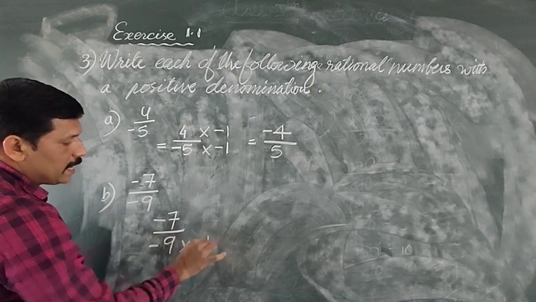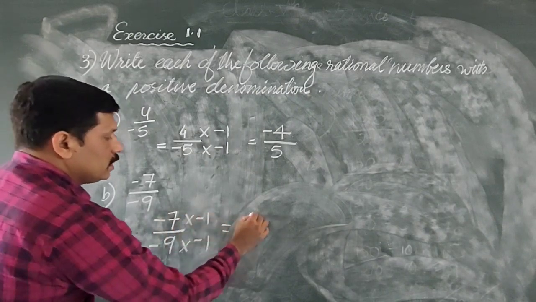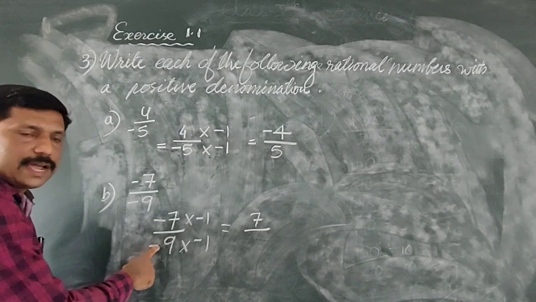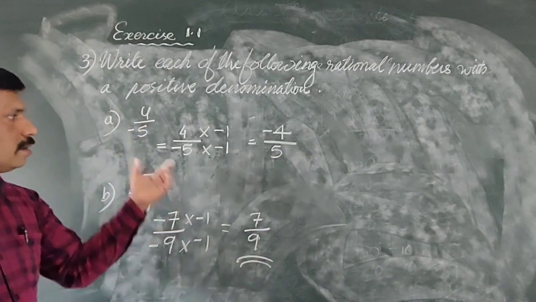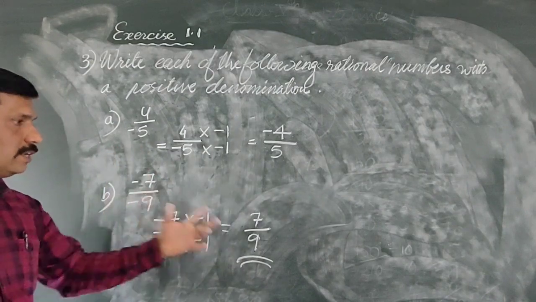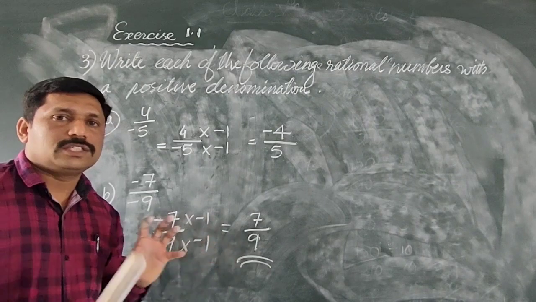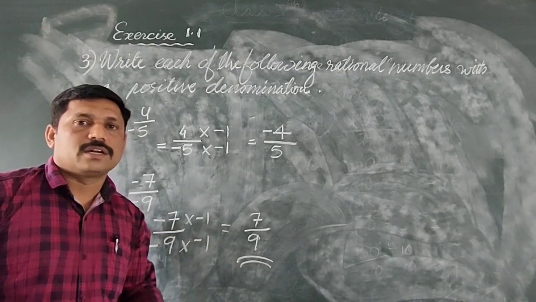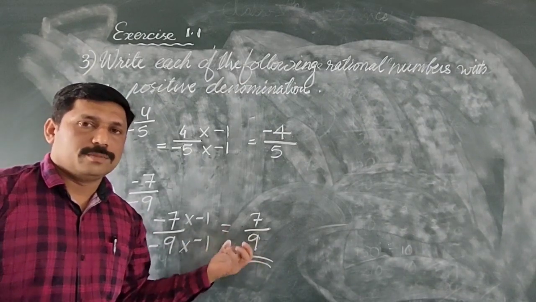Here we multiply by negative 1, and here also we multiply by negative 1. Then negative into negative changes to positive: 1 into 7, 7. And negative 9 into negative 1 also changes to positive. Now you can see that both these rational numbers' denominators have changed to positive denominators. So this is how we change a rational number having a negative denominator into a rational number with a positive denominator.